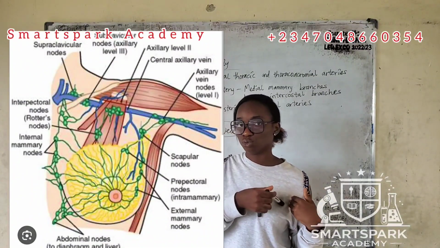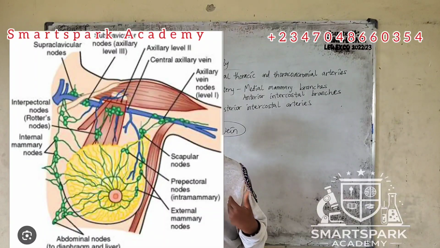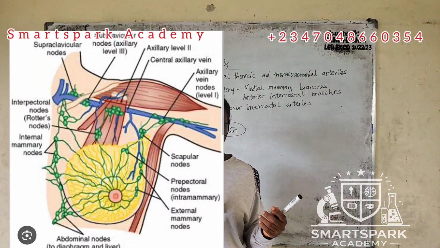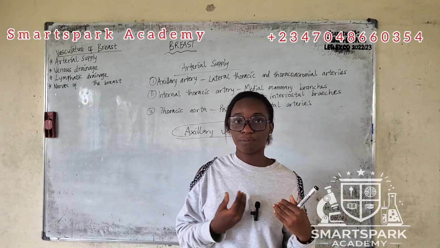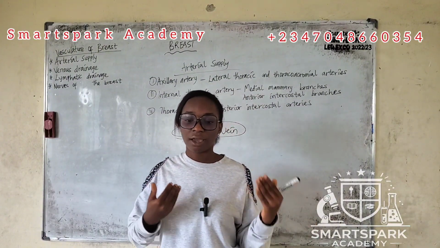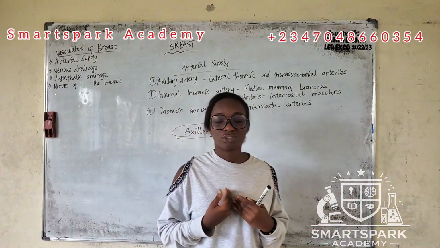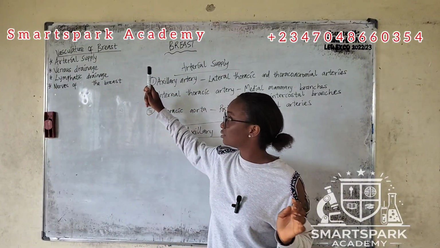Most lymph, especially from the lateral breast quadrants, which are the upper outer and lower outer, drains towards the axillary lymph nodes. The lymph from this outer part, the lateral part of your breast, drains to the axillary lymph nodes, while those from the inner, medial part of your breast drain either to the parasternal lymph nodes or the internal mammary lymph nodes, and can still drain to the other breast. So that's that on the lymphatic drainage.